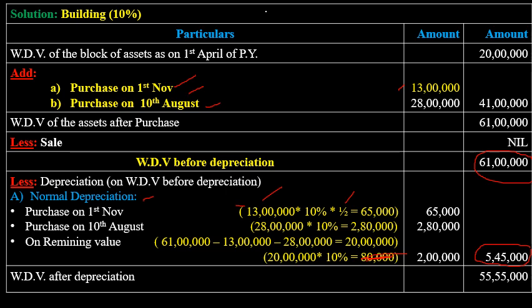So first you have to calculate depreciation on the asset purchased in the previous year, in that the asset which was purchased recently, or in another way, the asset which was used for less than 180 days. And another point, the value which you consider for the depreciation should not be more than 61 lakh. Now 13 lakh plus 28 lakh plus 20 lakh, the total value for the depreciation which we have calculated is 61 lakh. We have not crossed that particular limit. So the total depreciation for the building is 5 lakh 45,000. This value is important.